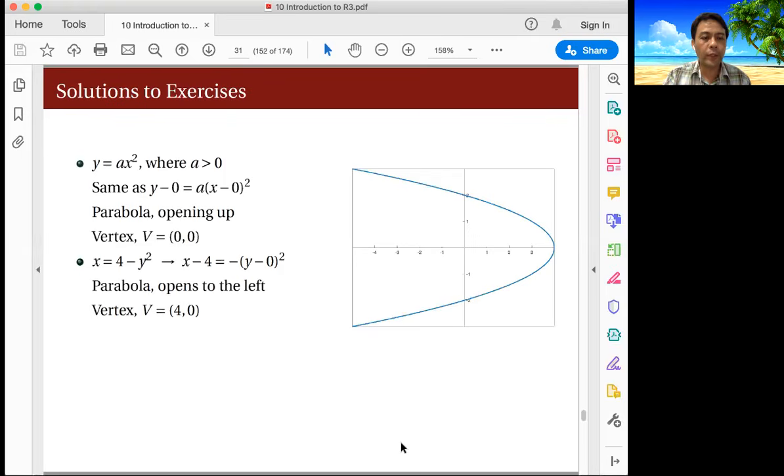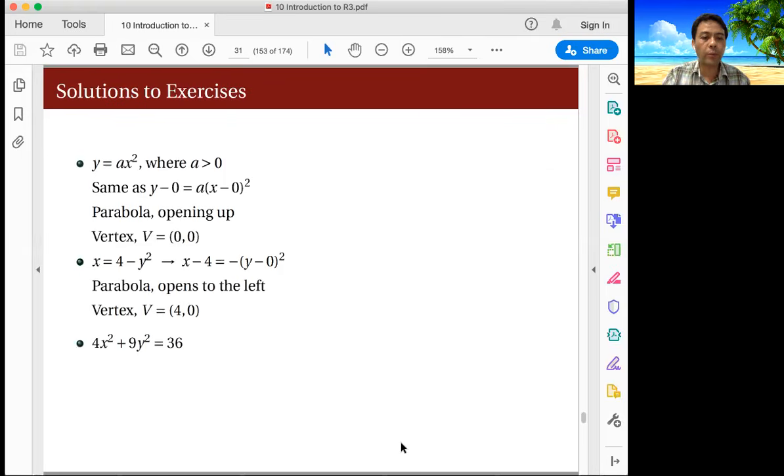And then for the third one, we have 4x squared plus 9y squared is 36. Take note that this is not in the standard form presented earlier. But if we divide all the terms by 36, then the right side becomes a 1. And 4 over 36 is 1 over 9. And 9 over 36 is 1 over 4.